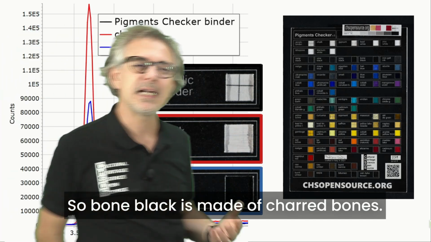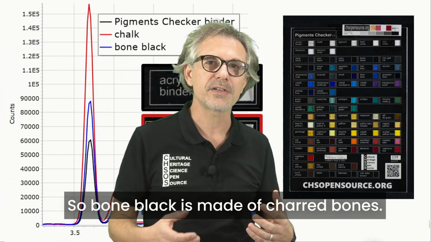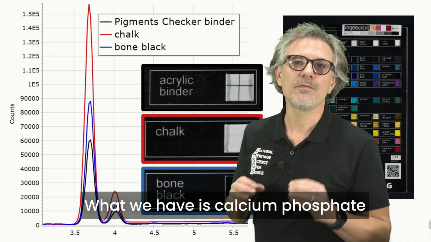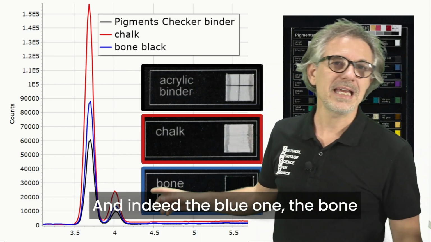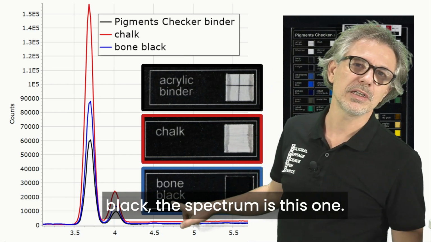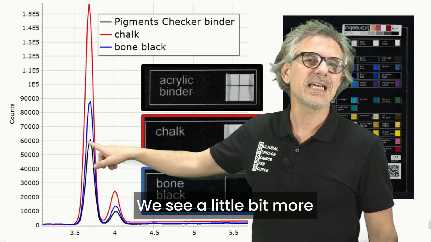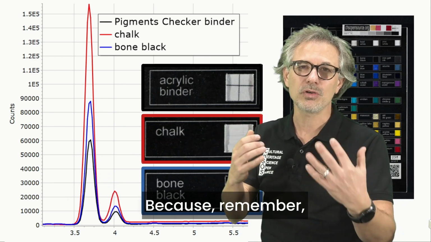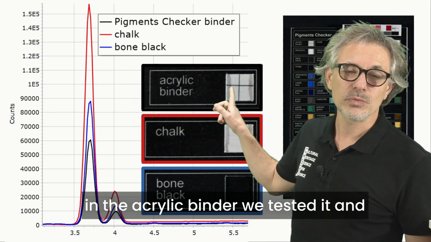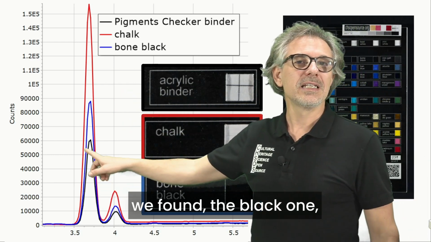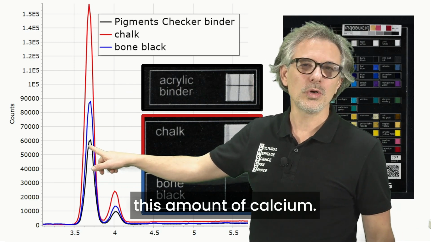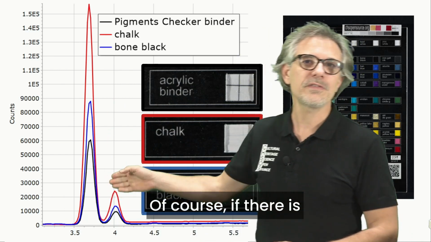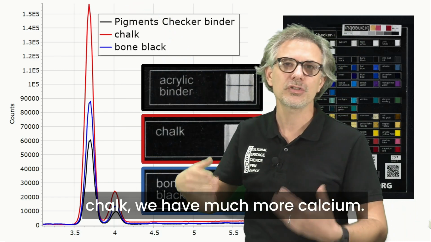Bone black is made of charred bones, so what we have is calcium phosphate from the bones. And indeed the blue one, the bone black, the spectrum is this one. We see a little bit more calcium compared to the ground layer, because remember, in the acrylic binder we tested, the black one, we found this amount of calcium. Bone black has a bit more calcium in it. Of course, if there is chalk, we have much more calcium.